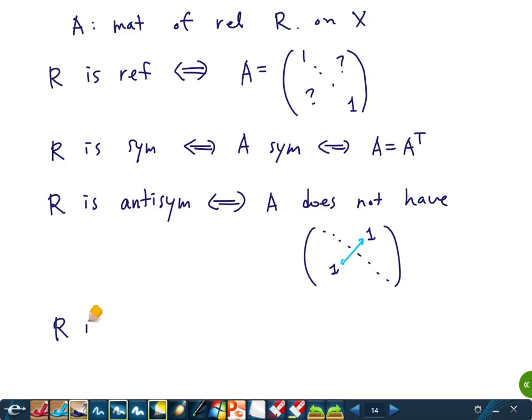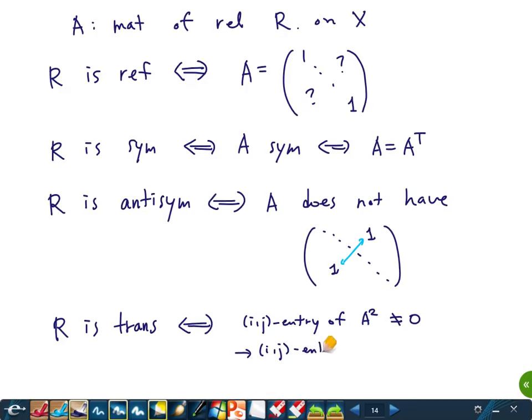And finally, R is transitive if and only if what? This condition holds. Let me write it like a proposition: for all i, j, if the ij entry of A squared is non-zero, then the ij entry of A must be non-zero. That entry, the same entry, must be non-zero in A.